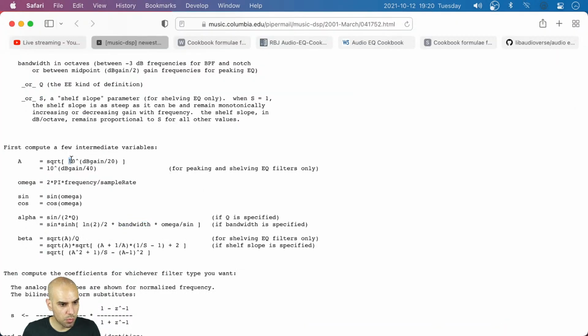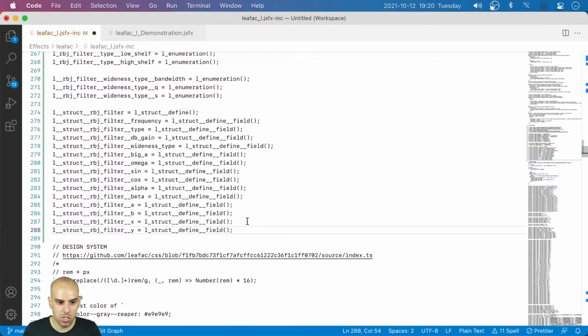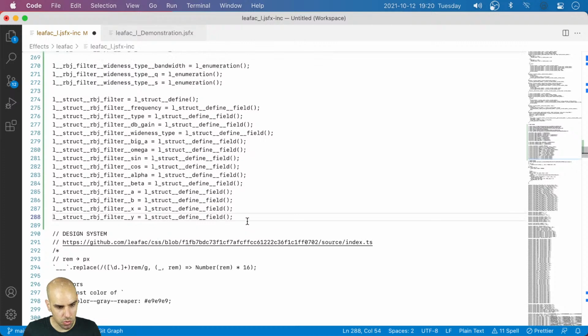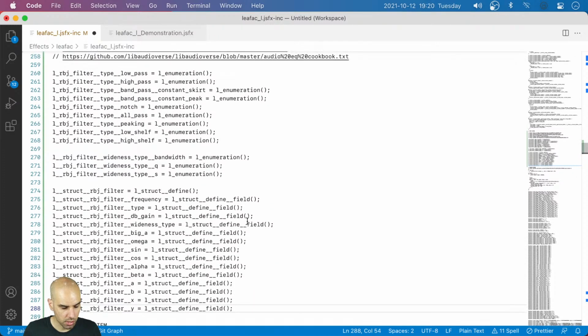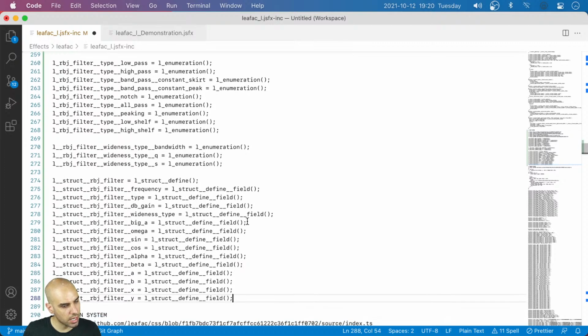In the same way, I think that we should have this as an auxiliary function. This is converting from dB to amplitude. I have a video about this way back in the channel, in which I explain the relationship between dB and amplitude. All right, so we have the data structure definitions that I think we are gonna need.